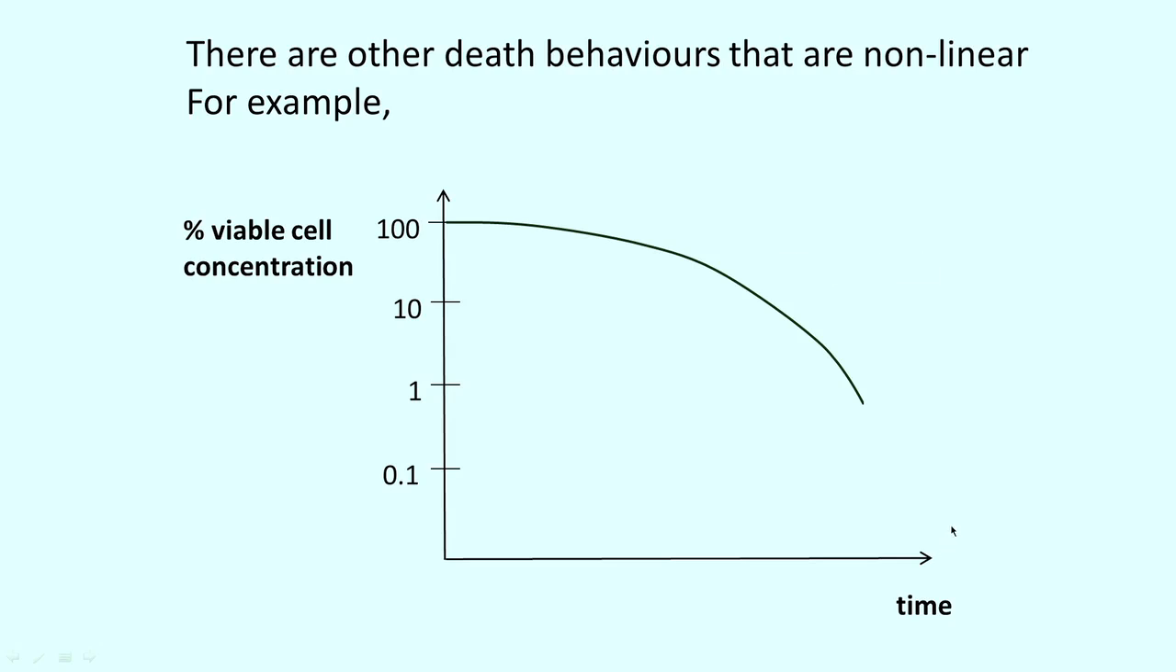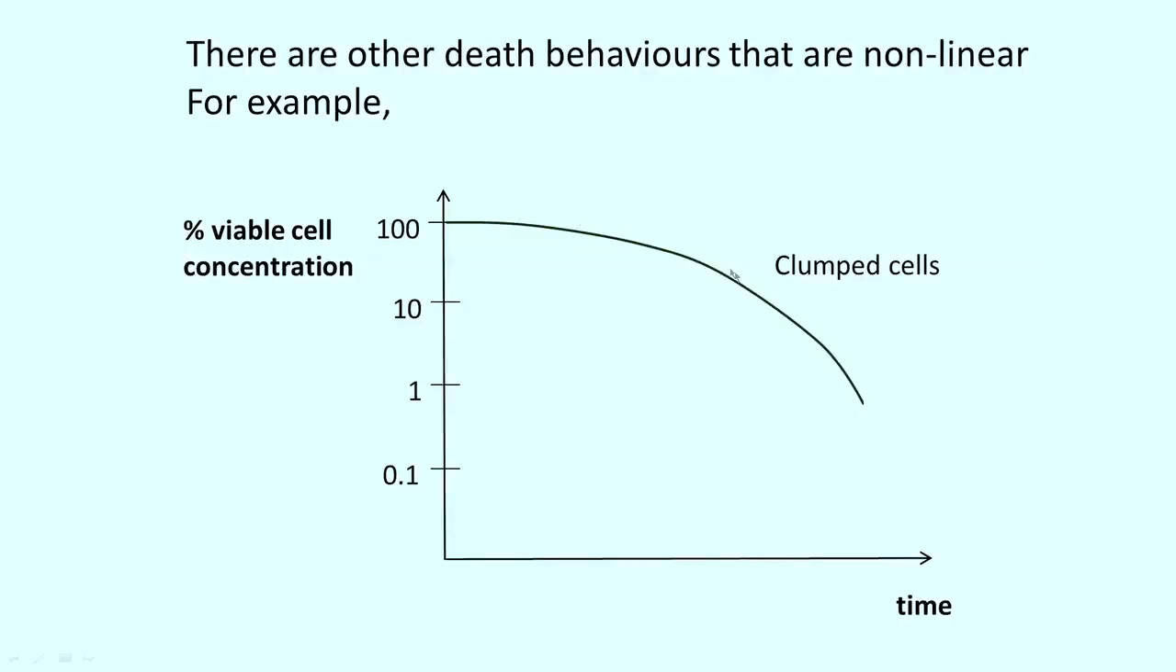The answer is clumped cells. If cells clump with each other, then it takes a while for the killing of the internal parts of the clump compared to the outer parts of the clump. So, that results in this kind of behavior for a plot of percent viable cell concentration versus time.